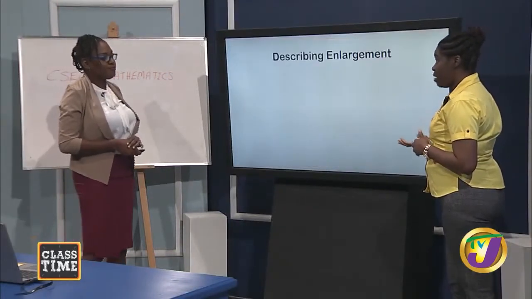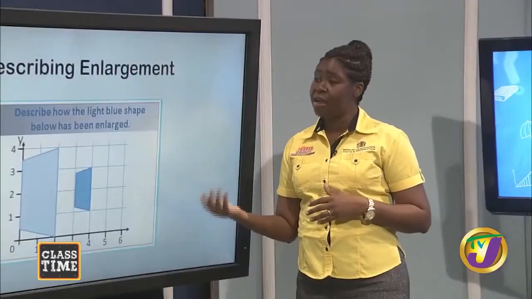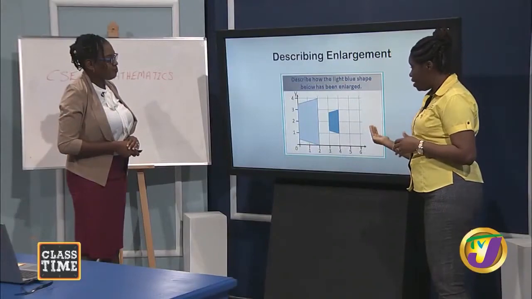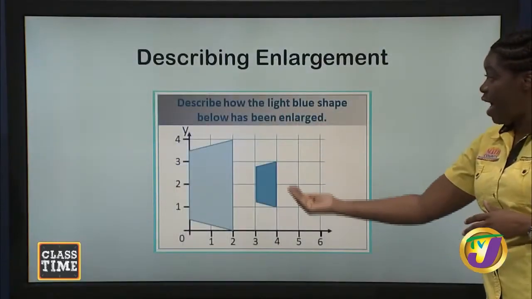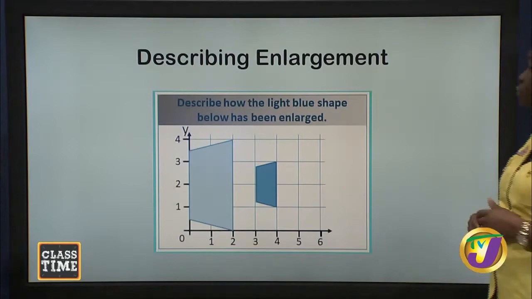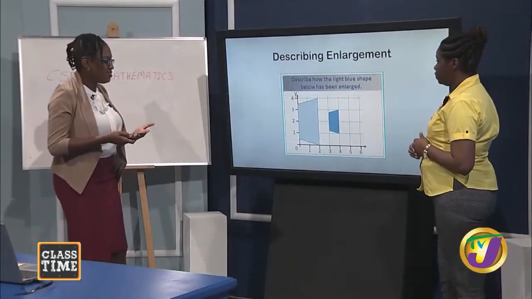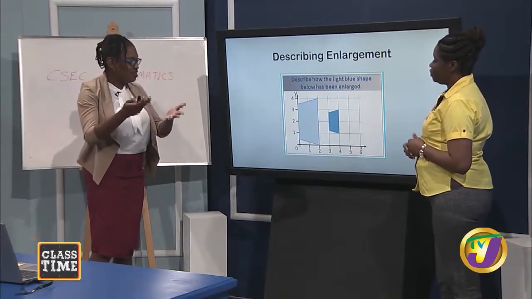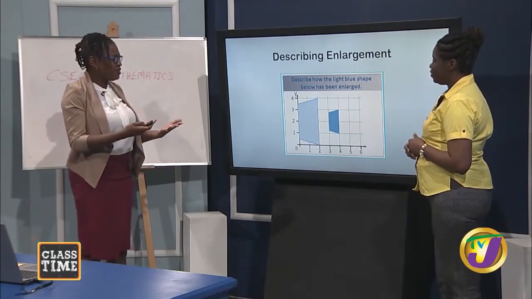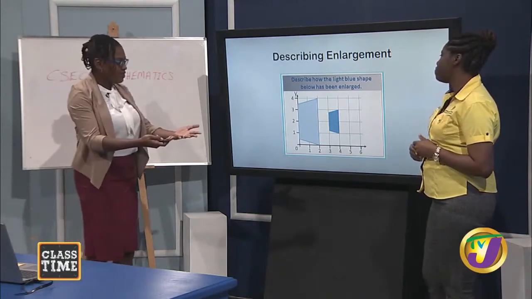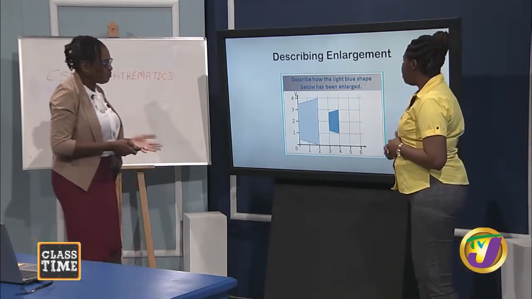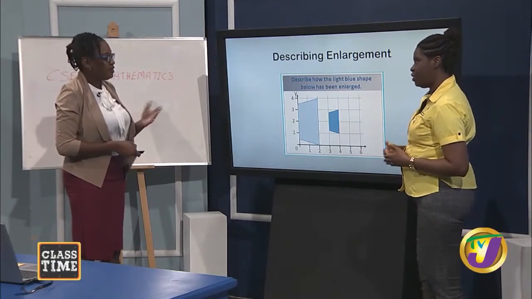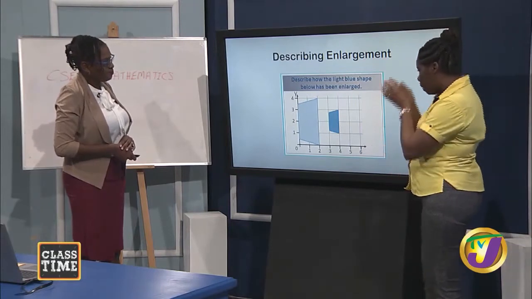So how do we describe enlargement? Notice we do not have the center of enlargement here, and we do not have the scale factor. Since we need the scale factor and the center of enlargement to do the enlargement, to describe it, we must give the scale factor and the center of enlargement. But remember, how do we find the center of enlargement? Because we usually start off with the center of enlargement. So let's find it.